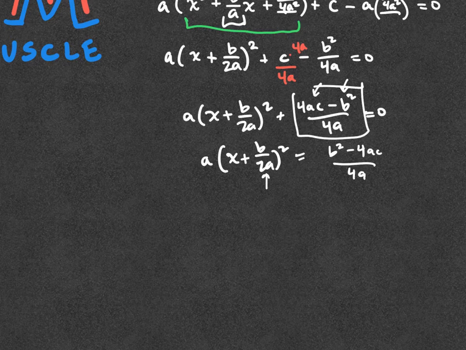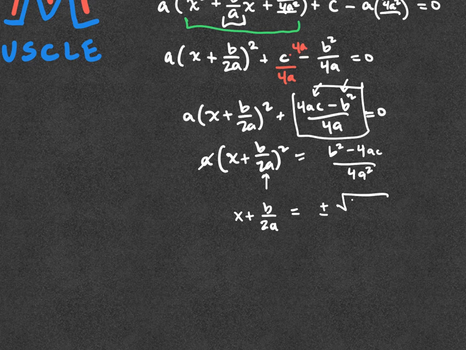Okay, so I'm going to divide by a. If I divide by a, this is going to become 4a squared in the denominator. Now I'm going to take the square root. Okay, I'm doing a little bit of algebra all in one step. So I have x plus b over 2a. I'm taking the square root, so it'll be plus or minus the square root of b squared minus 4ac and the square root of 4a squared. Could write it like that, or I could write it as 2a.